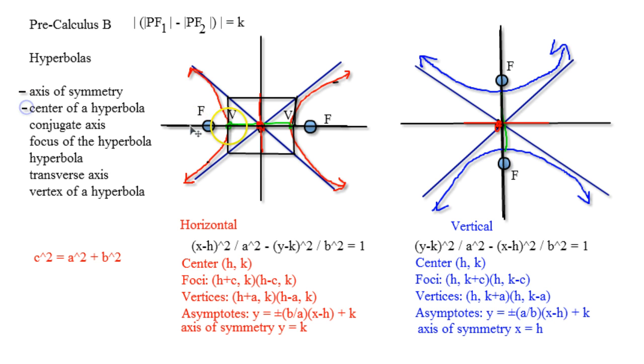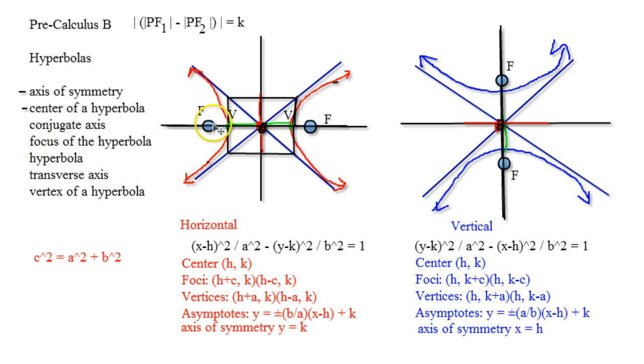Now, the center of the hyperbola is just going to be this right here in the middle. So pretty simple stuff. That's going to be the center of the hyperbola. Now the conjugate axis is going to be the one that goes right down the middle. So the conjugate axis is going to be right there, right down the middle here and right down the middle here.